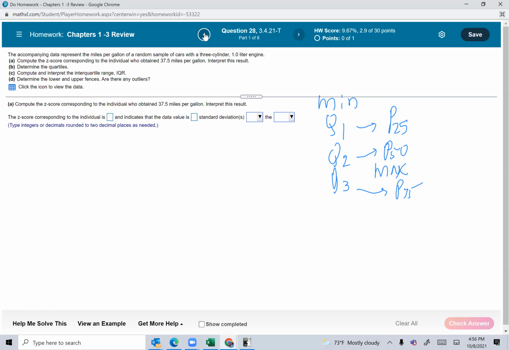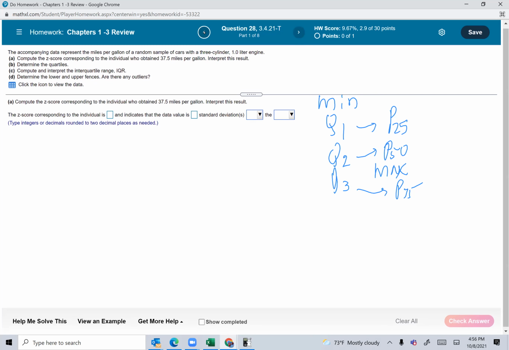Okay, finally, the last thing I want to show you. Let's say you have the 5-number summary. Let's put some values. Let's say the minimum is 10, Q1 happened to be 14, Q2 happened to be 21, Q3 is going to be larger than Q2, let's say 30, and the maximum is 40.